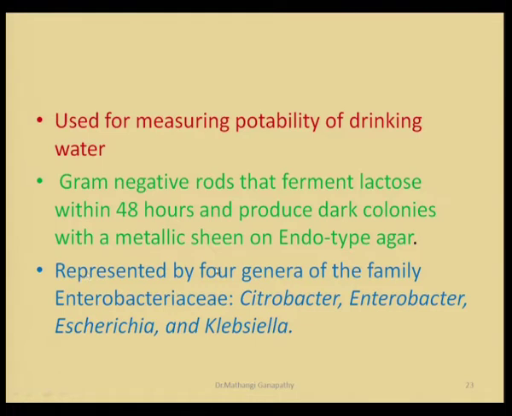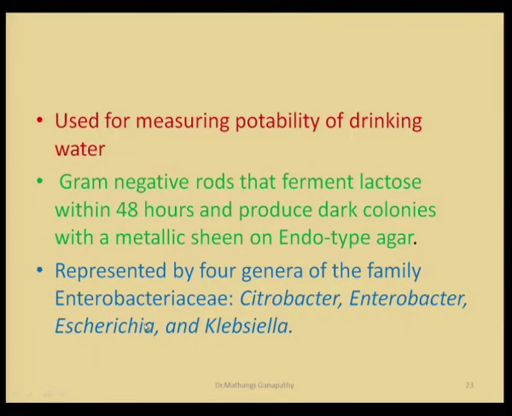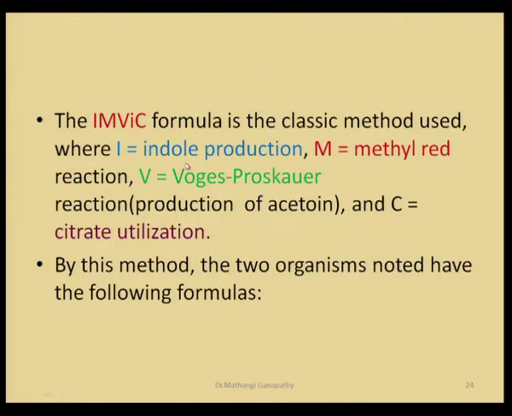The coliforms are represented by 4 genera of the family Enterobacteriaceae: Citrobacter, Enterobacter, Escherichia and Klebsiella. So these are the 4 genera which belong to coliforms, which can be considered to be fecal contamination indicators. The IMVIC formula is the classic method used, where I is the test for indole production, M is the test for the methyl red reaction, V is the Voges-Proskauer reaction, where we look for the production of acetoin, and C is for the utilization of citrate as the carbon source.